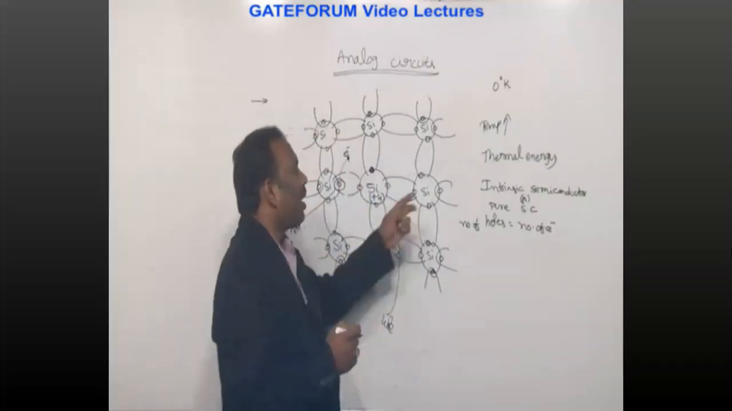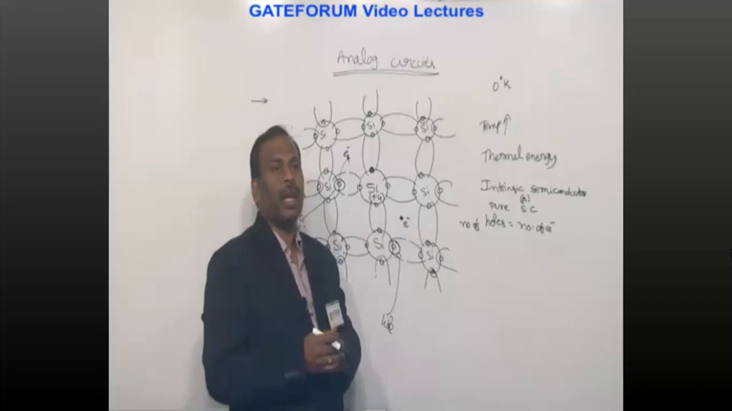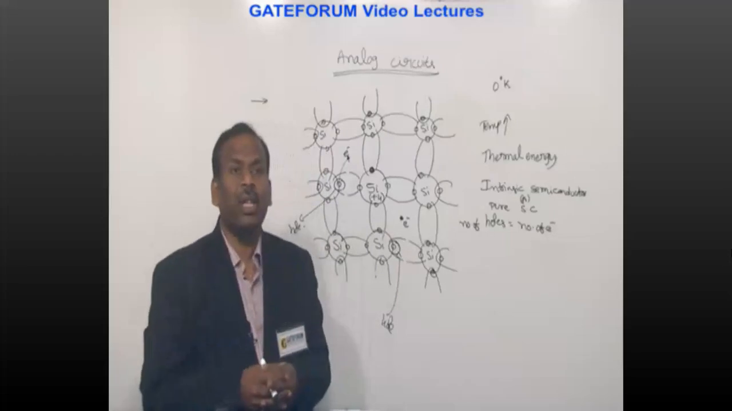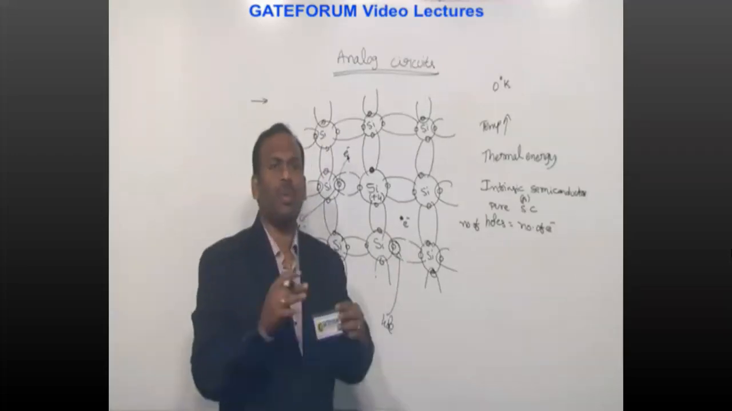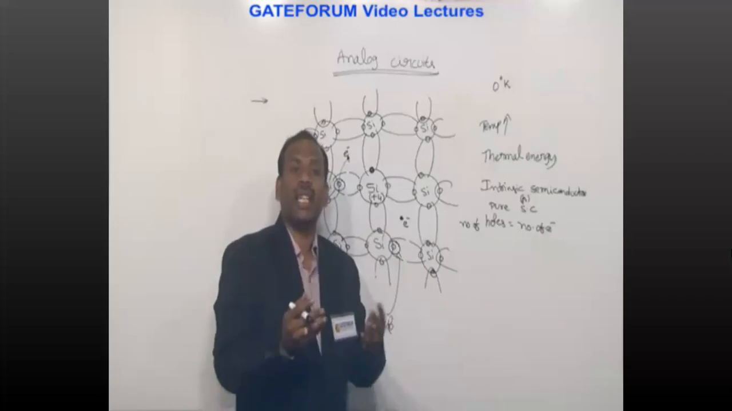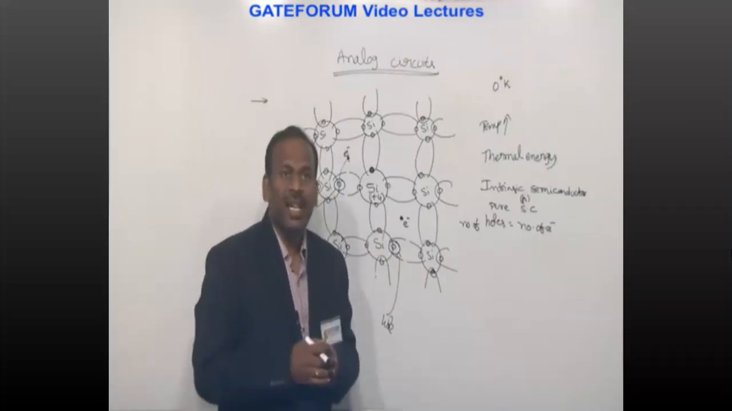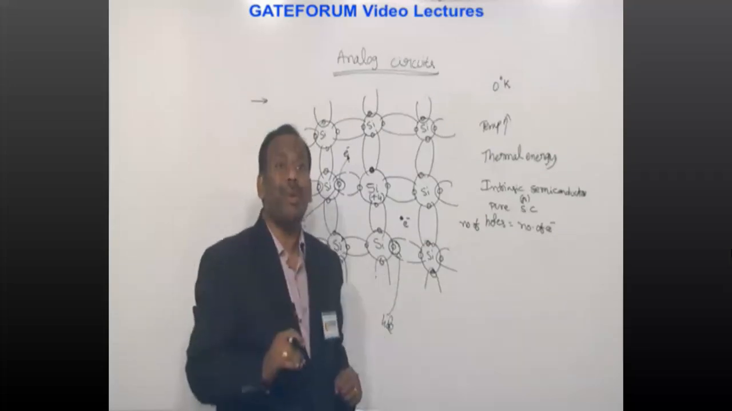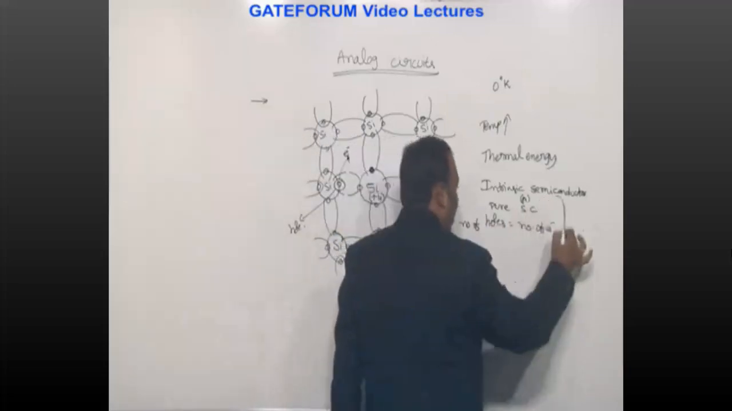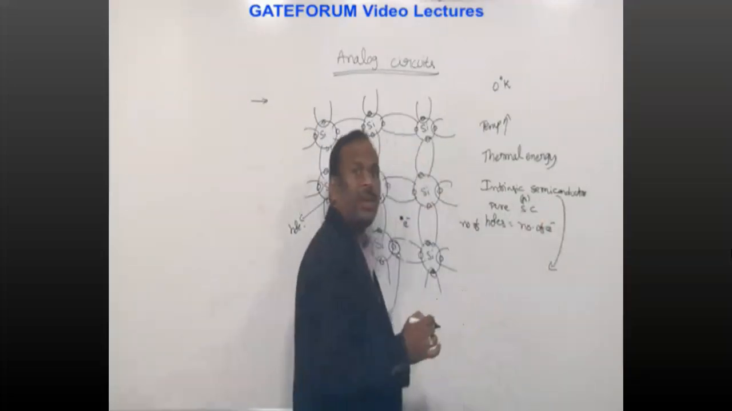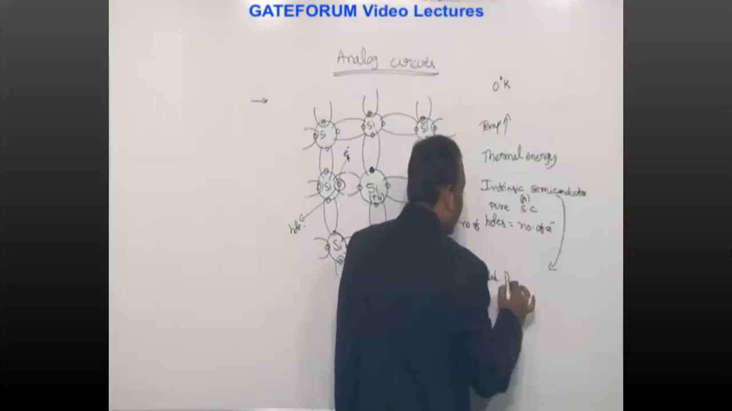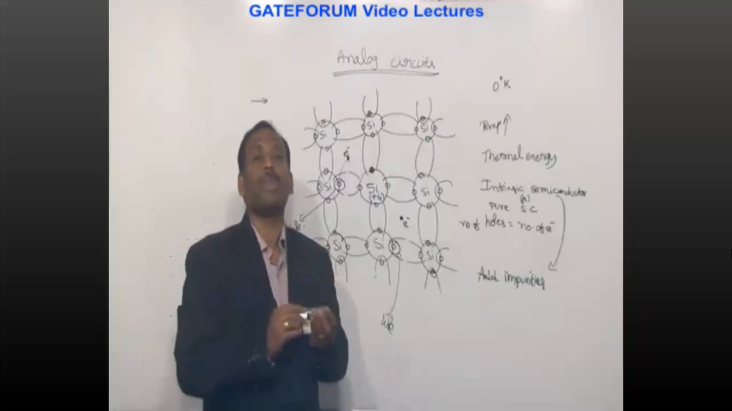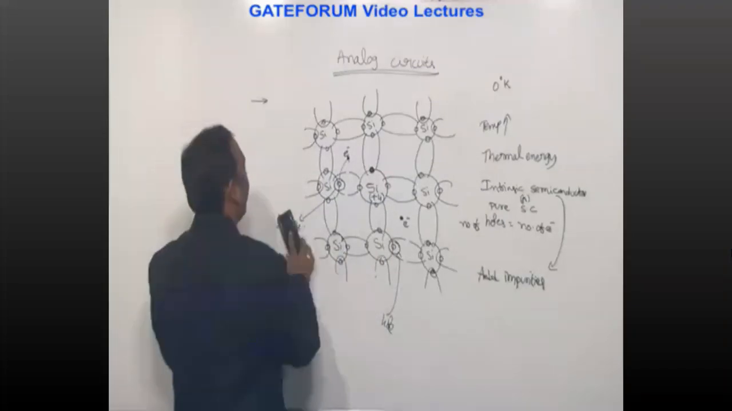Now, what is the disadvantage of an intrinsic semiconductor? The number of free charge carriers responsible for conductivity is very small. Therefore, conductivity is less. That's why generally we are not going to use an intrinsic semiconductor as it is. We add impurities to the intrinsic semiconductor, then it becomes an extrinsic semiconductor. I will explain.